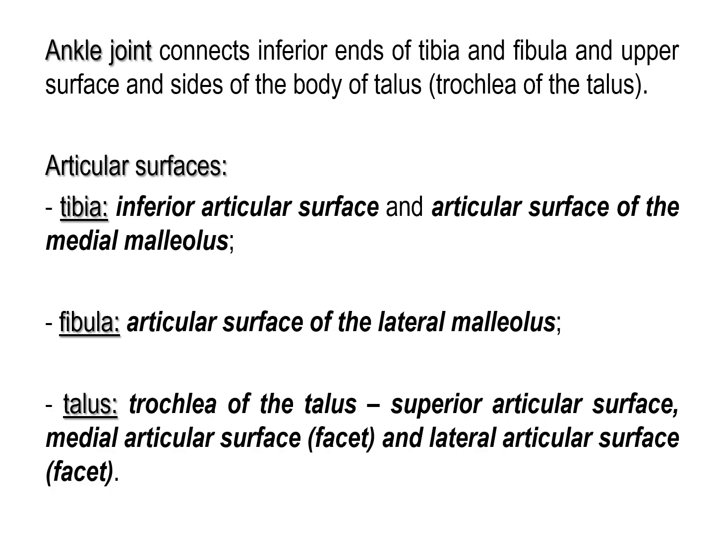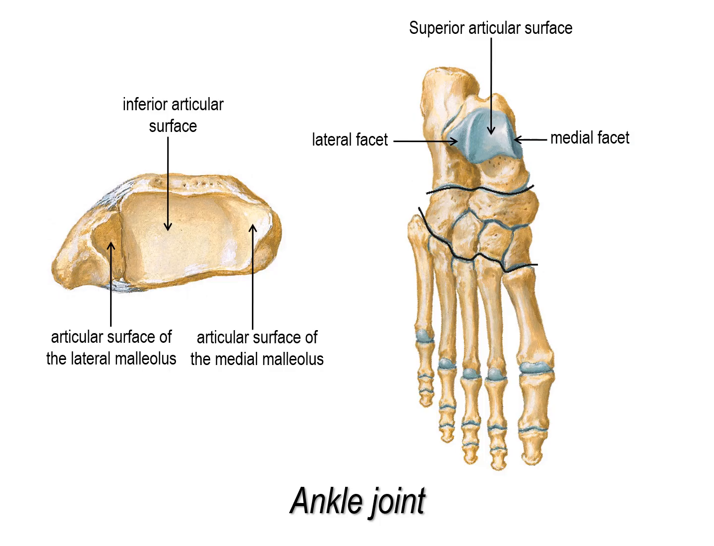Trochlea of talus has three different surfaces: superior articular surface, medial articular surface, and lateral articular surface. The inferior articular surface of the tibia articulates with the superior articular surface of the trochlea of talus. The articular surface of the lateral malleolus articulates with the lateral articular surface of the trochlea. And the articular surface of the medial malleolus articulates with the medial articular surface of the trochlea.